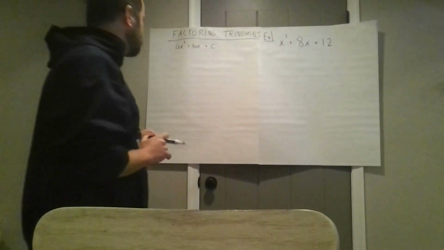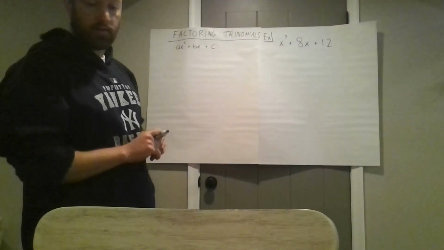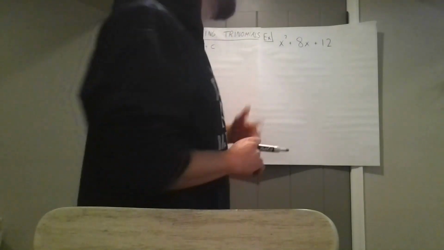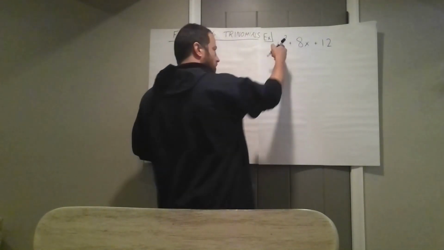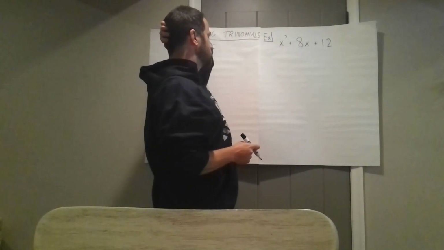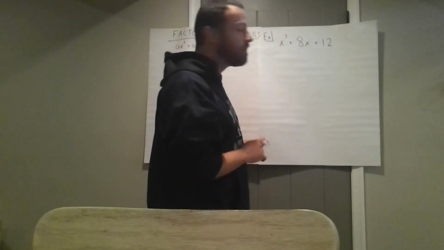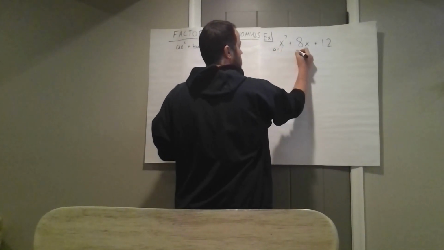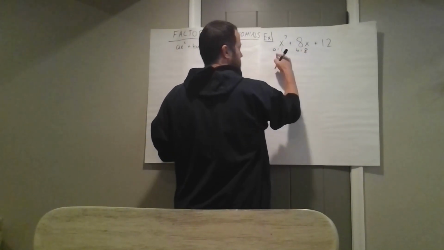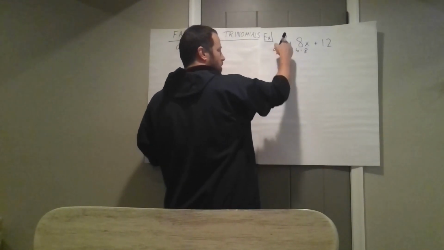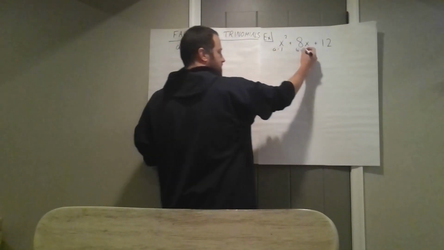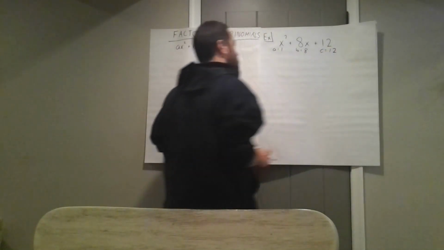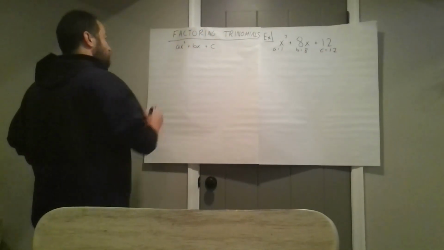All right, so the first thing we need to realize is what A, B, and C are. Well, that's pretty obvious. There's not a number in front of our x squared, so obviously that means it's going to be 1. A is always the number with the x squared. B is always the number with the x. And C is always the number by itself.